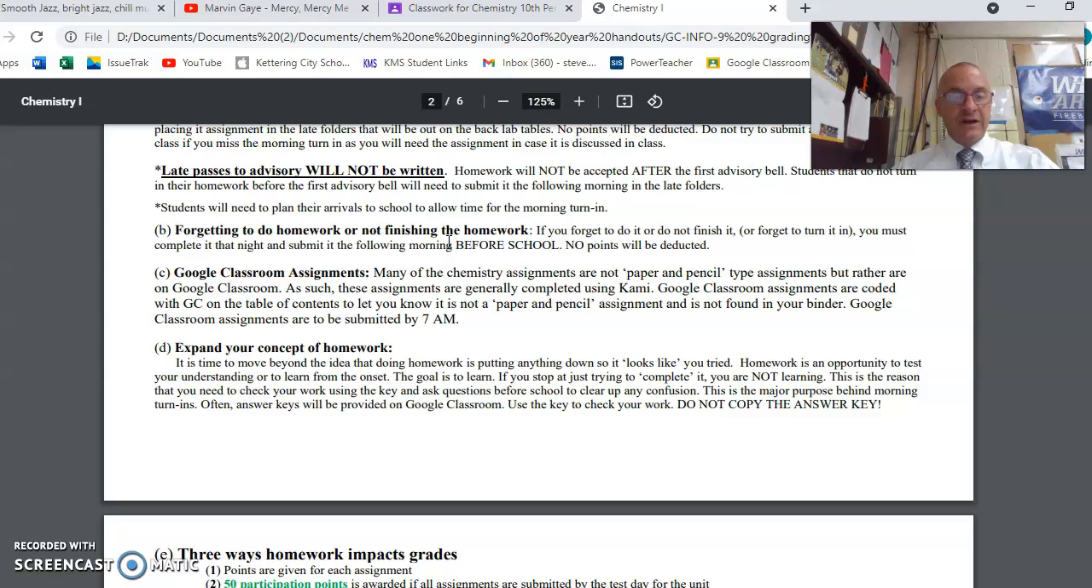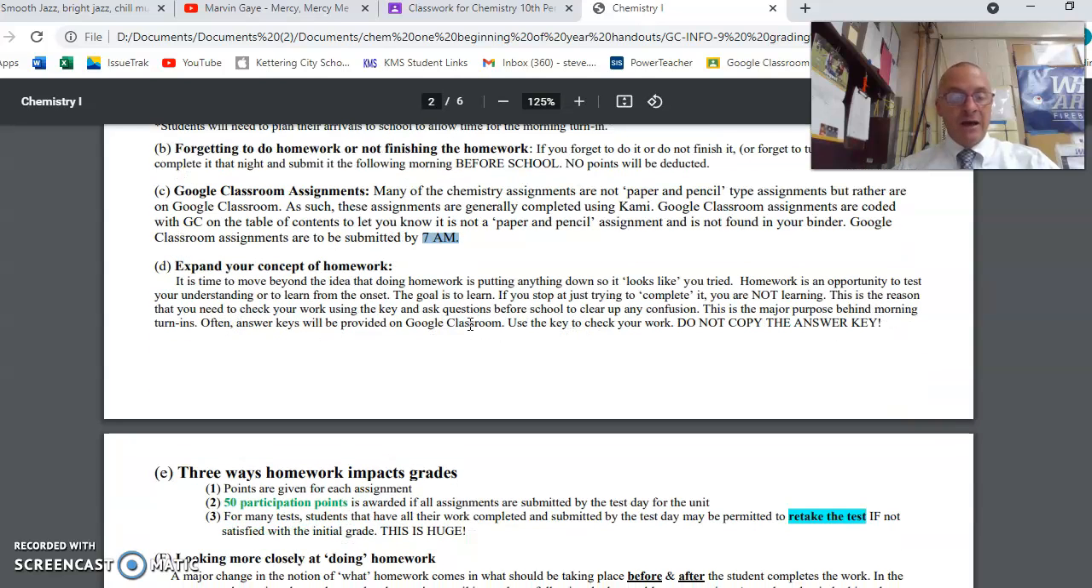If for some reason you forget to do the homework or the homework's not finished, get it in as soon as it is finished, the next day, preferably. And again, I will not take points off if you get it in in a timely manner and put it in the late folder. Again, Google Classroom assignments you'll submit to Google Classroom. Those are due at 7 a.m. on the morning. So if we have a homework assignment on Google Classroom on Monday night, you need to have that assignment turned in Tuesday morning by 7 a.m.